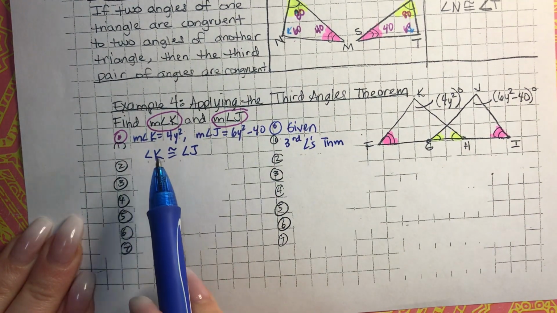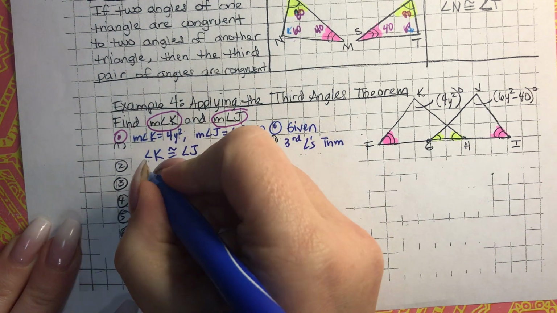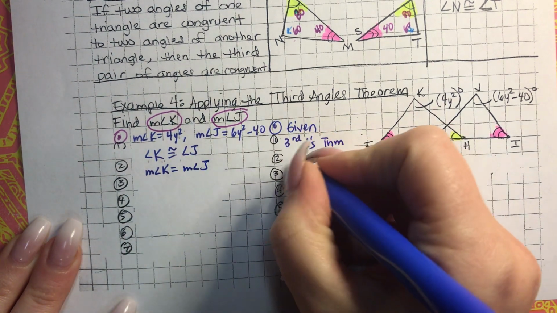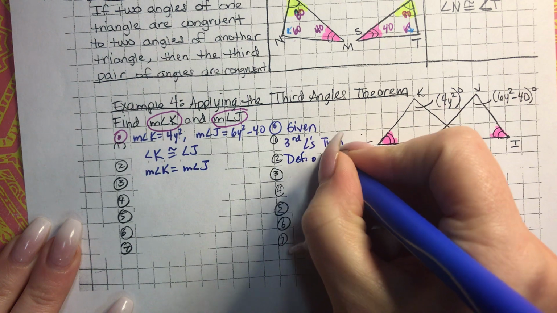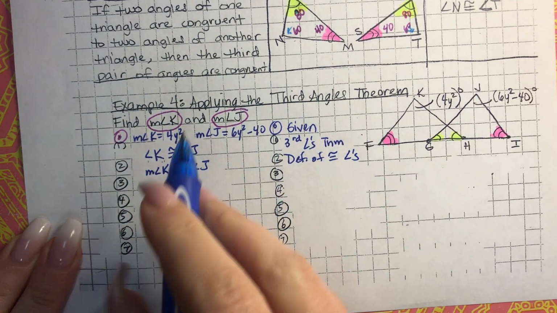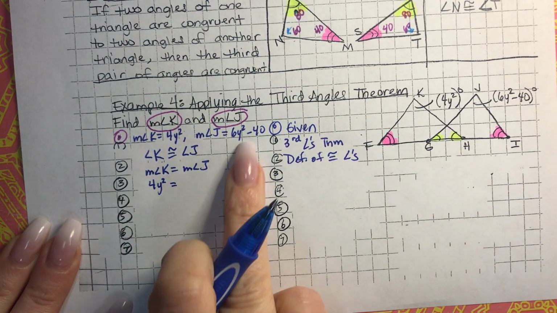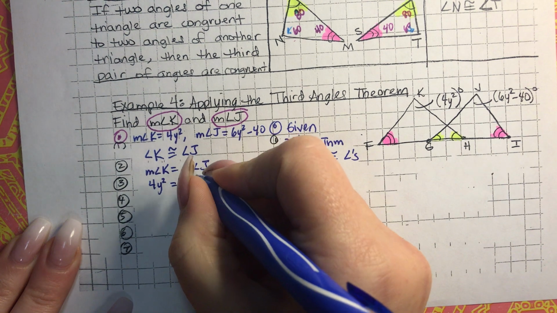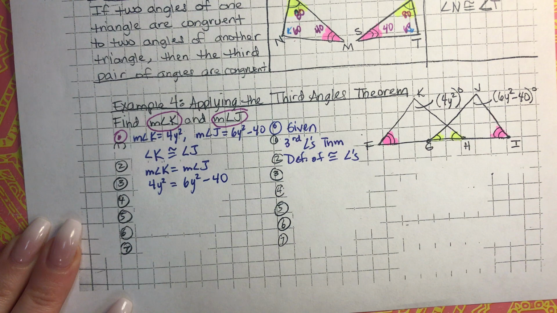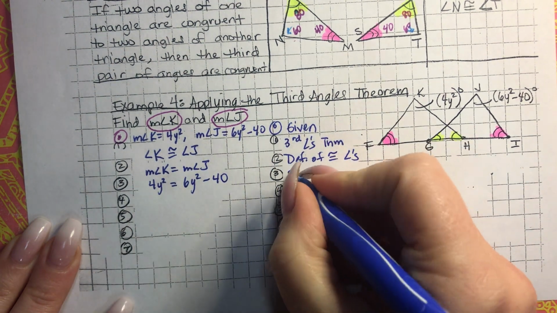Okay, then we want to substitute stuff in, right? But we can't substitute it in with this congruent symbol, so we have to change it to the measure of angle K equals the measure of angle J. That is done by the definition of congruent angles. Then we just substitute in, right? So 4y squared equals measure of angle J, 6y squared minus 40. Okay, and what's that? Substitution.